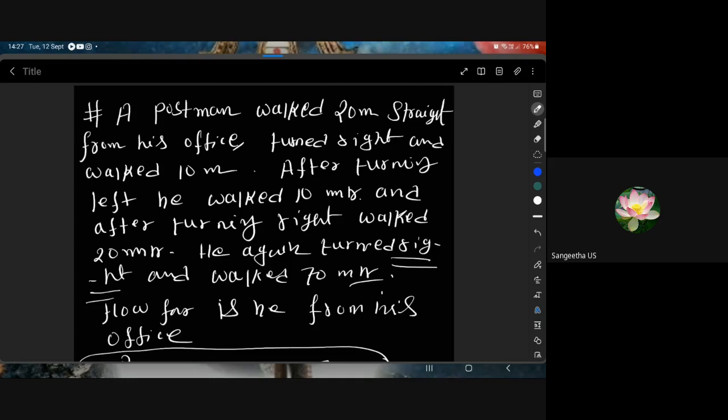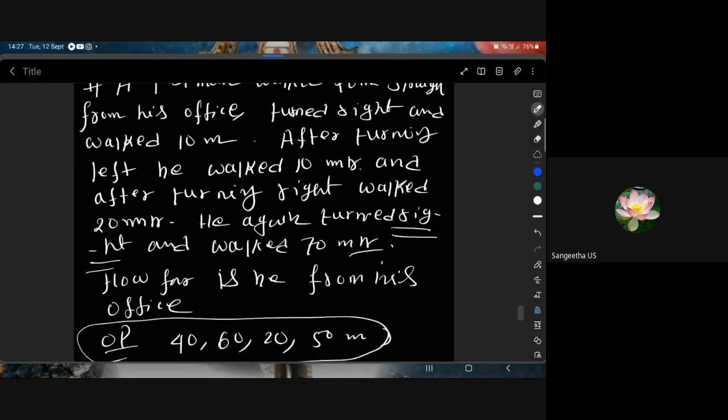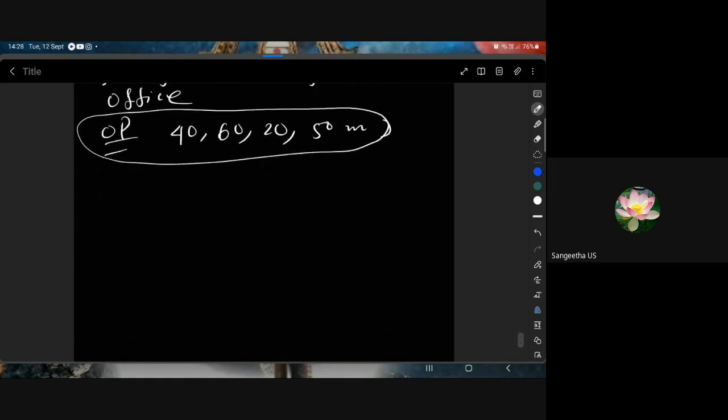Okay, I'll show you. So 20 meters straight from his office, in any direction, they did not mention the direction. So 20 meters straight. This is the starting point. This is the office.